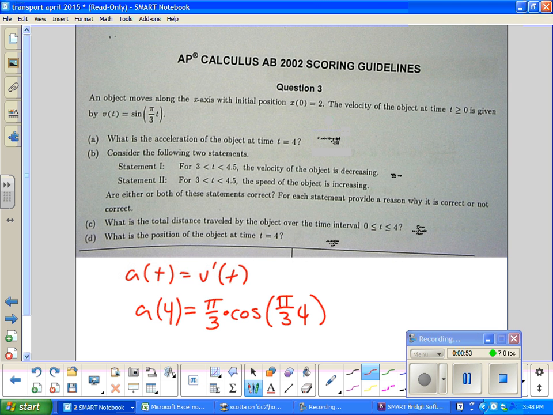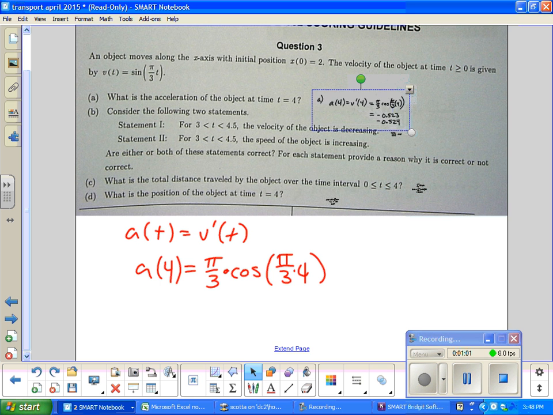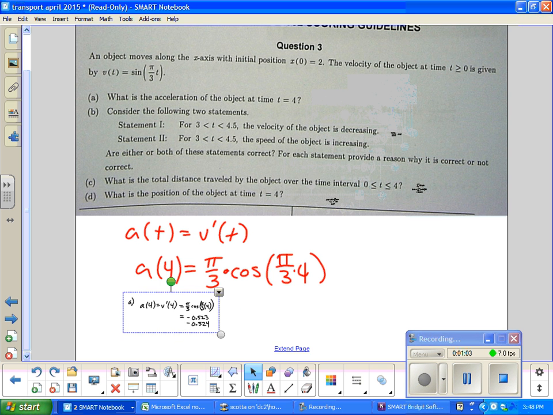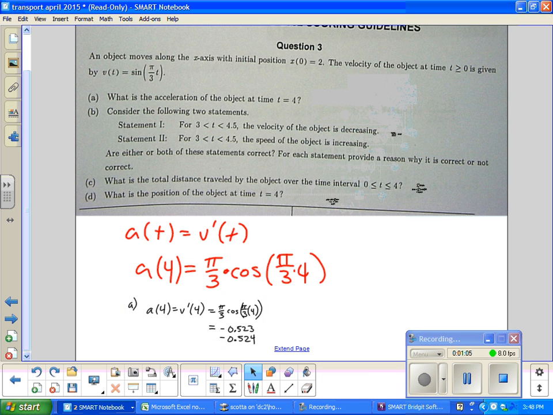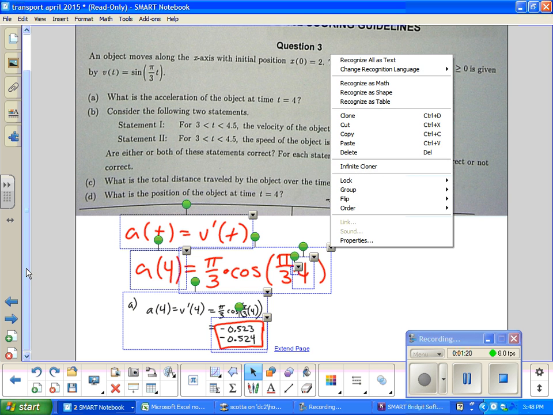And now I would have to take my calculator, making sure that it's in radians. 4 pi over 3, all right? And actually, I could probably figure it out exactly, but when I do this in my calculator, what I had for an answer, and there it is, was negative 5.23, and the AP test gave credit for negative 5.242. So at time 4, the acceleration is negative. All right?